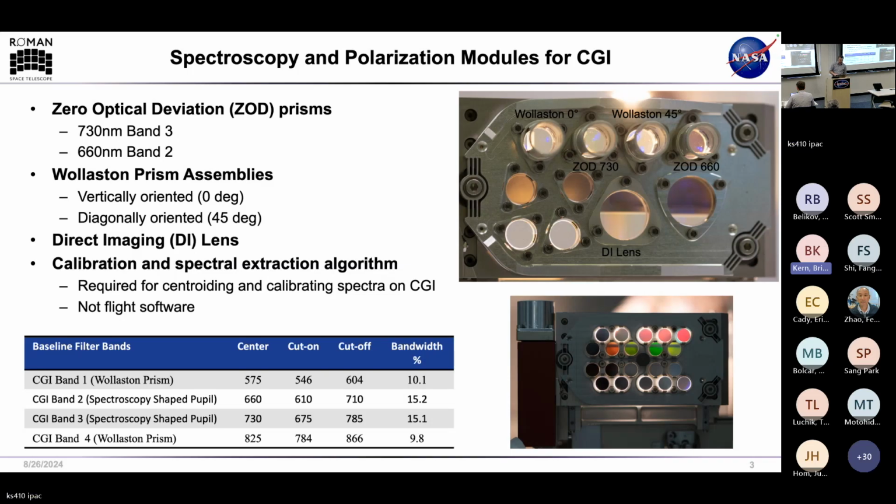The bands are shown here. They work in 10 and 15% respective bands. AJ made a comment about that earlier with those dispersion plots. But note that they all actually function over the entire passband of CGI. So that's something to note for future users.